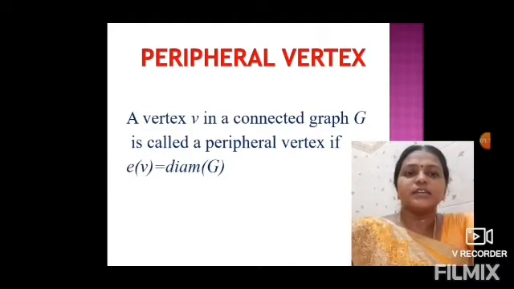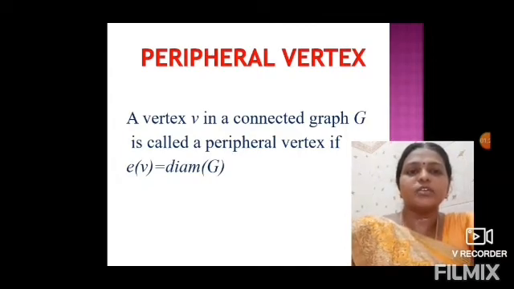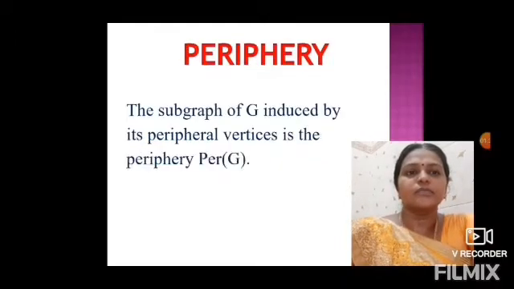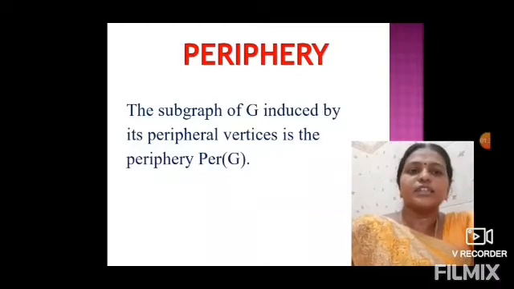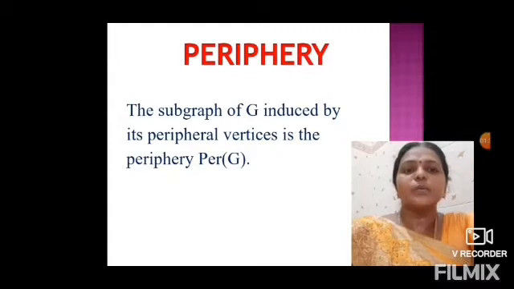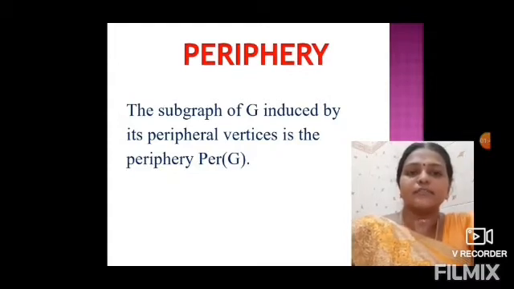Let's see the definition of a peripheral vertex. A vertex V in a connected graph G is called a peripheral vertex if e(V) is equal to the diameter of G. Let's go for another definition, periphery. The subgraph of G induced by its peripheral vertices is the periphery and it is denoted by PER(G).